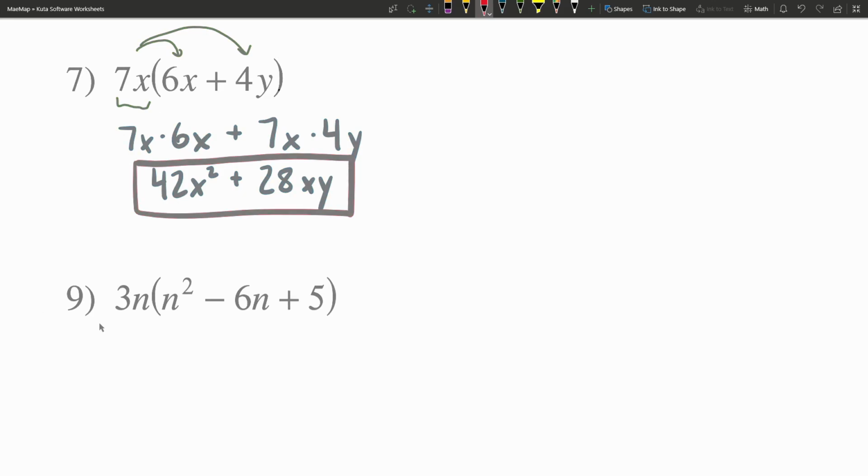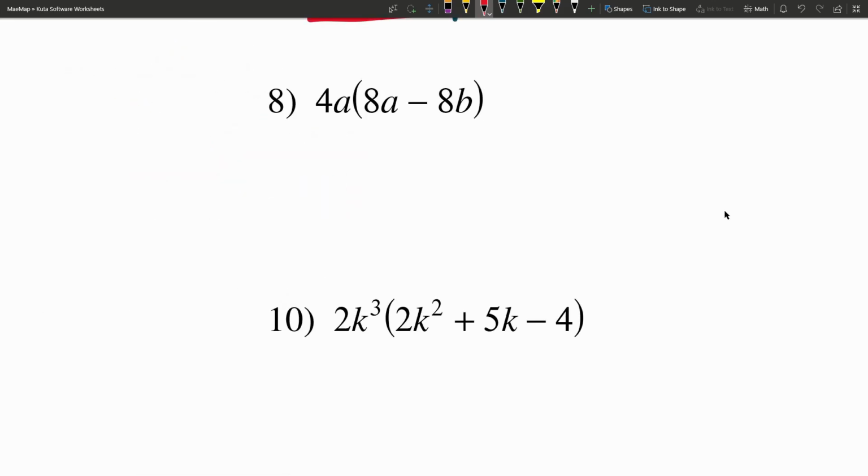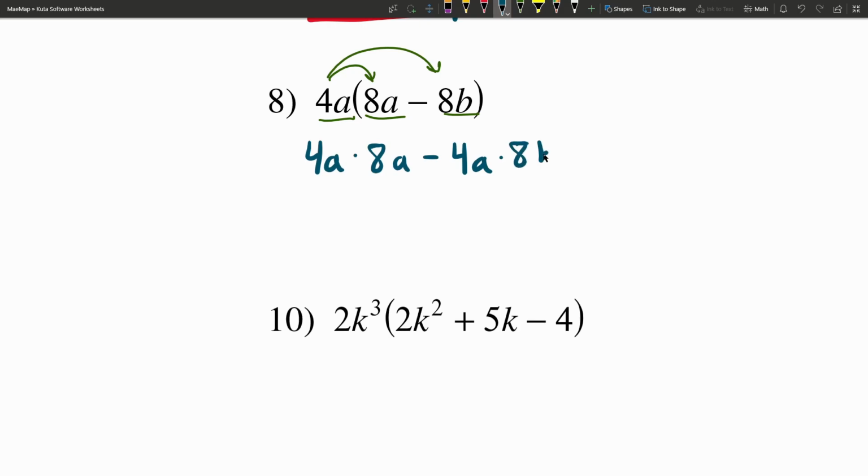Let's move on to number 8. Again, similar to number 7, because this is an 8a and an 8b, a is not the same variable as b, so we cannot combine what's inside of parentheses, so we definitely need to distribute through. So we're going to take 4a, multiply it to 8a, and then with subtraction in between that, we're going to then multiply it to 8b. So let's go ahead and write this out. 4a times 8a minus 4a times 8b.